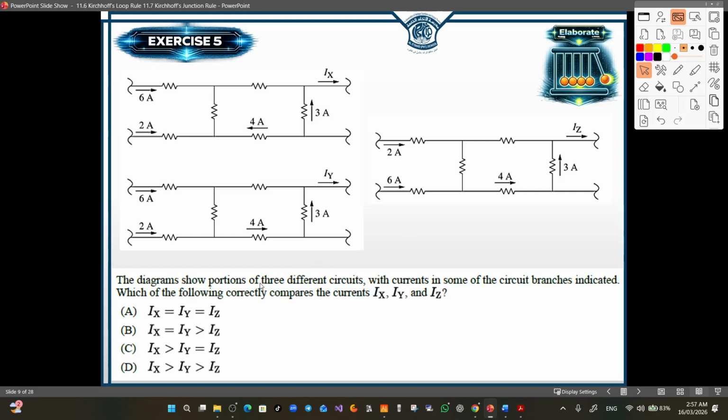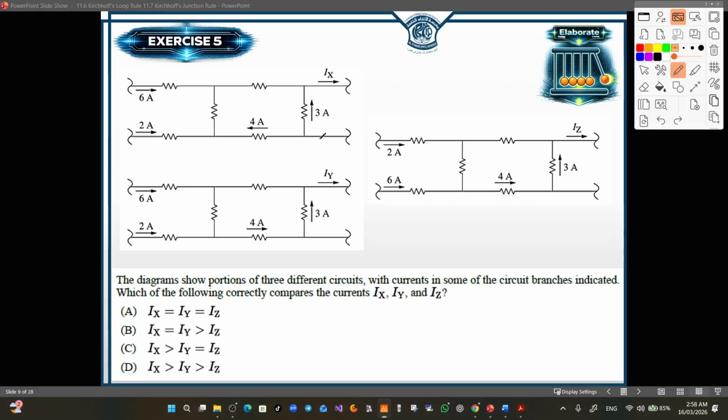The diagram shows portions of 3 different circuits with currents in some of the circuits' branches indicated. Which of the following correctly compares the currents Ix, Iy, and Iz? So once again, here we will apply the boxing strategy, or boxing method, to solve this complicated problem. Actually, we don't really care about what's going on in the 4 resistors. So let's use the box to hide them.